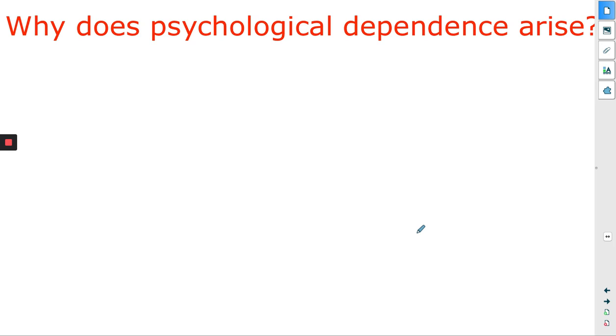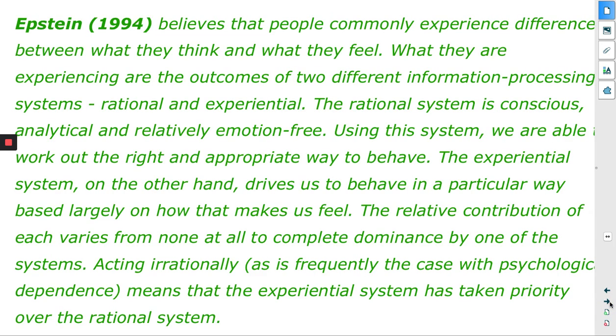But I want to end with perhaps a deeper question. Why does psychological dependence arise? Why do we have this? Why don't we just have a mechanism that turns it off? I don't want to go into too much detail, but I know that some of you may find this interesting. This is not something that is in the exam. However, it could give you some insight into people, into addictive behavior.